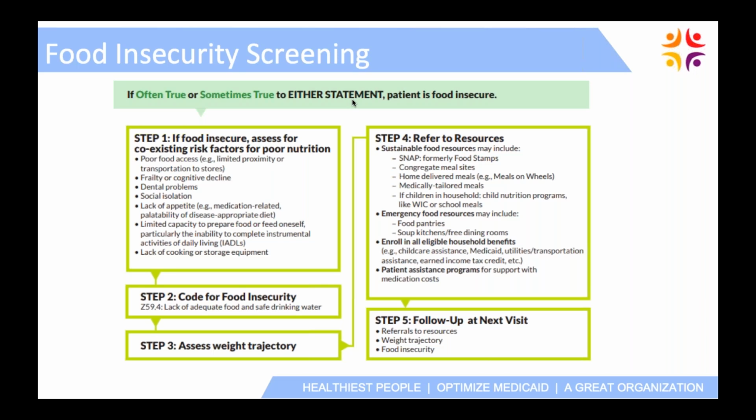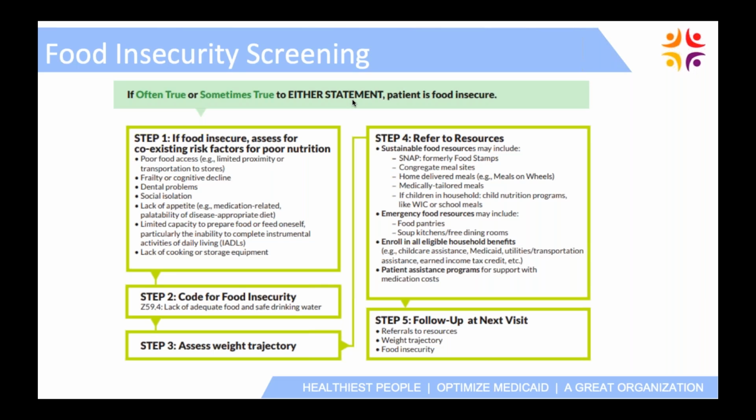So step two would be to actually code for food insecurity. If you are doing this in an EHR, for example, you can enter a code there that indicates lack of adequate food and safe drinking water. You can also assess weight trajectory if they've been gaining or losing weight. Doesn't matter what size a person is. Food insecurity doesn't care about size. So also refer to resources. So that's your step 4. And I've got a couple slides on that.